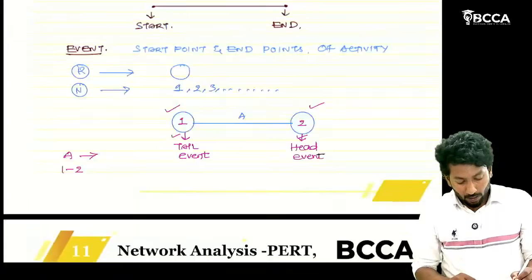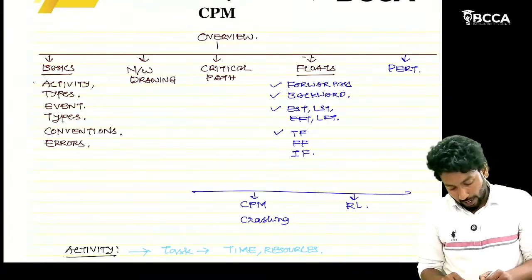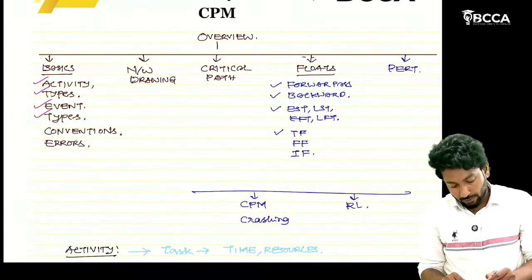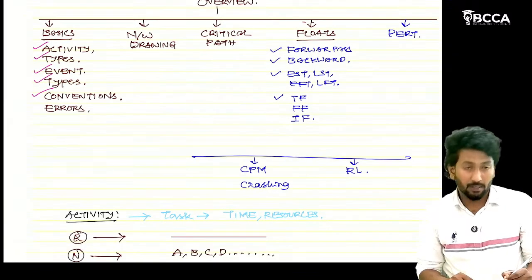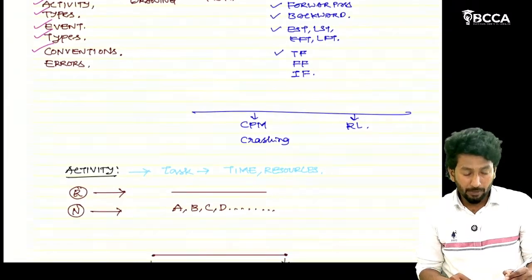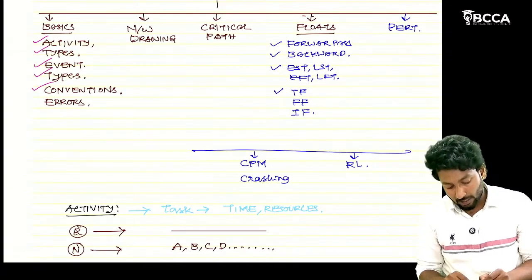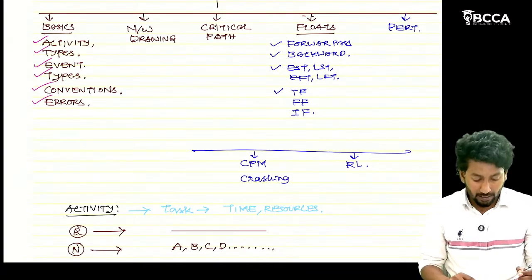So, activity, types of activity, events, types of events. Let us write the conventions. Before starting the conventions, let us try to understand the errors in network diagram drawing.